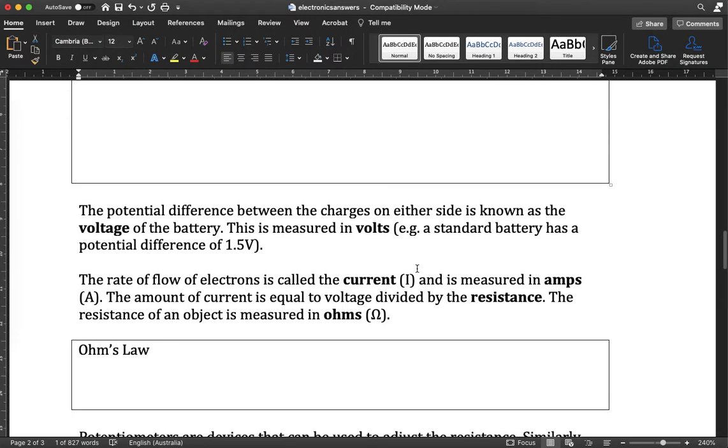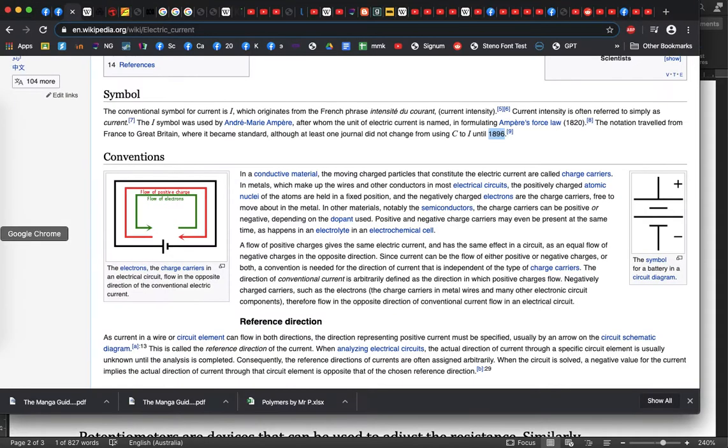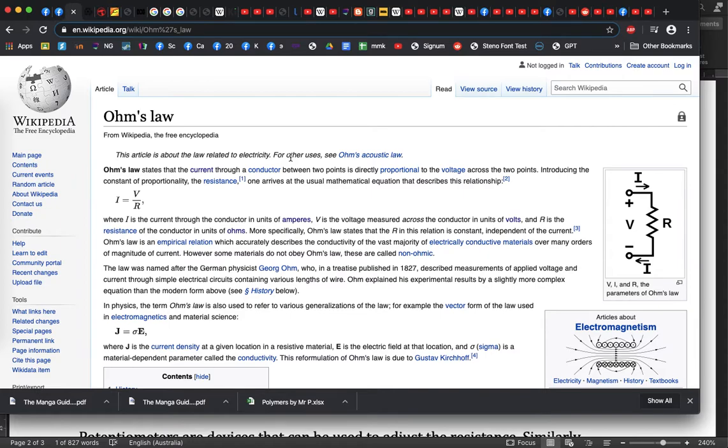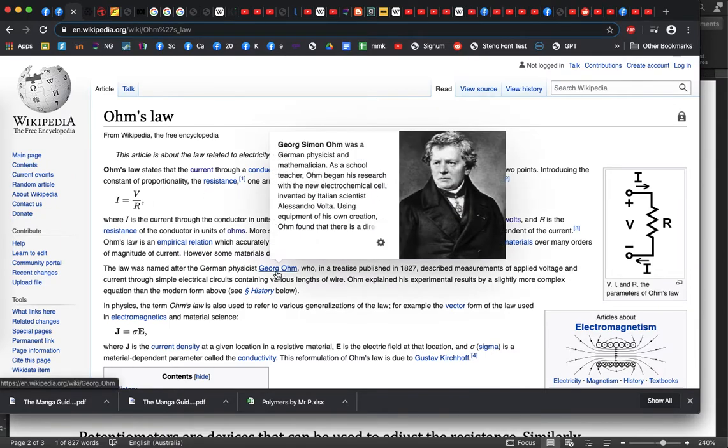Okay, the rate of flow of electrons is called the current, and it's measured in amps. The amount of current is equal to the voltage divided by the resistance. The resistance of an object is measured in ohms. So let's talk about ohms and Ohm's law. So we have Ohm's law, so a guy called Georg, or I guess it's Georg, like the guy in Sound of Music.